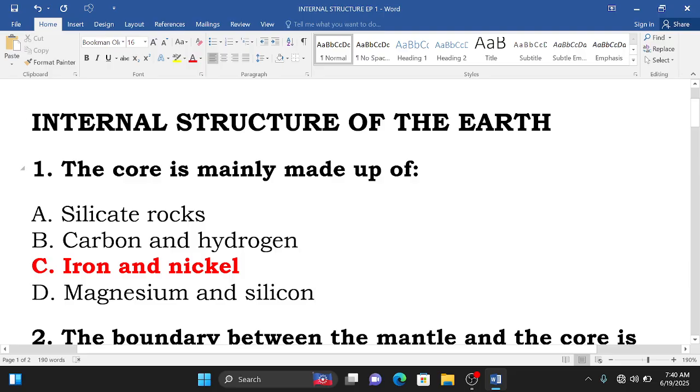The core is mainly made up of: A. Silicates, rocks. B. Carbon and hydrogen. C. Iron and nickel. D. Magnesium and silicon. Normally, the core is made up of iron and nickel. We go to question number 2.